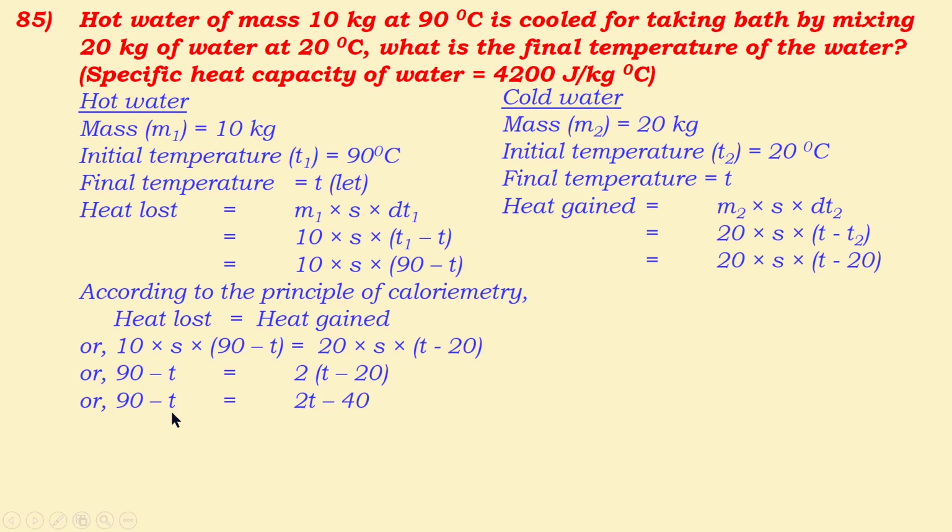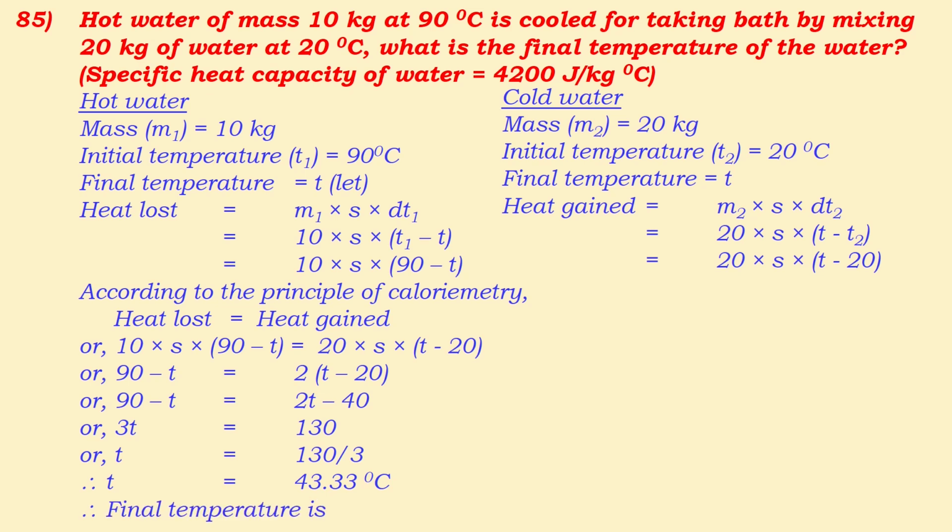Now if this minus T is taken to the right hand side, 2T plus T becomes 3T, and minus 40 if taken to the left hand side, then 90 plus 40 becomes 130. That's why 3T is equal to 130 and the value of T will be 130 by 3, and T is equal to 43.33 degrees Celsius. And this is the final temperature. That's why we can write, therefore the final temperature is 43.33 degrees Celsius.